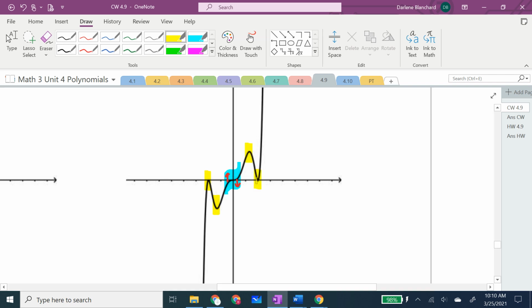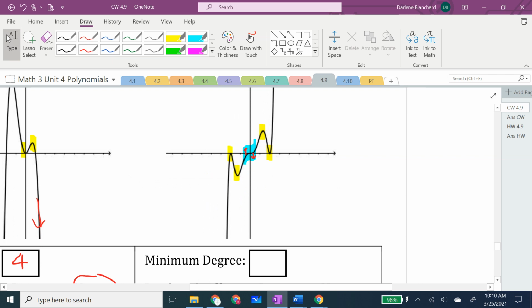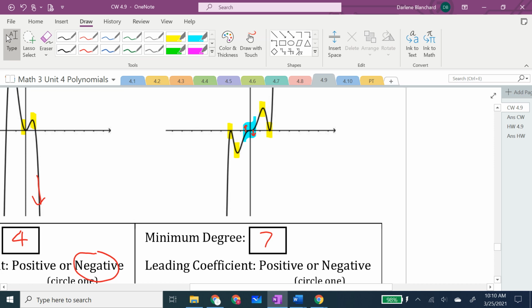And then I have another pair of maximum minimums. So that is looking at 6 maximum minimums, add 1, 7. The minimum degree is 7. It could be degree 9, it could be degree 11. And the leading coefficient is positive because the right end goes up. But do notice that you expect this to be an odd number because the 2 ends are going in opposite directions.